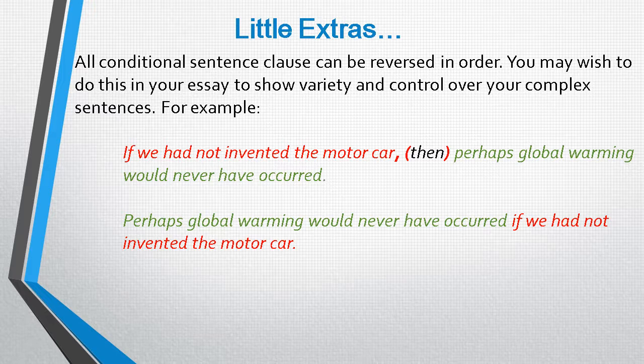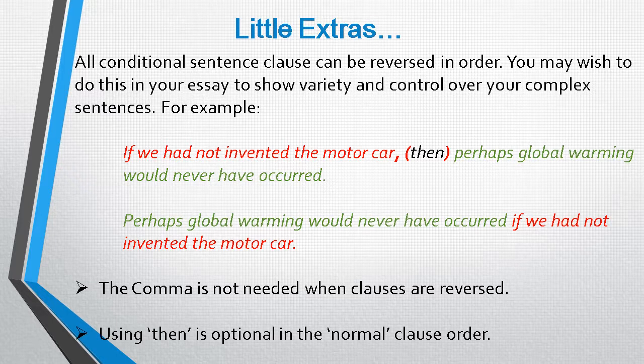So one other thing to note is that in that first example there, the word then is in brackets. You don't have to use the word then, that is optional. I sometimes use it, I sometimes don't. It's perfectly optional. But the comma is not optional. You do need the comma there to separate the two clauses. However, if we reverse the clauses, in the second example, we don't include a comma. So we don't have a comma after occurred. It's just one full sentence with no comma. So that's just a couple of little punctuation pointers for you.